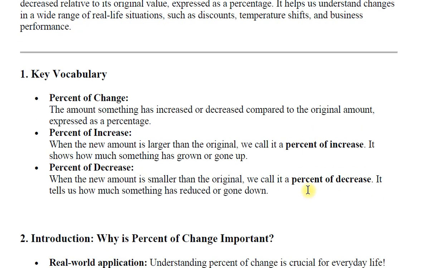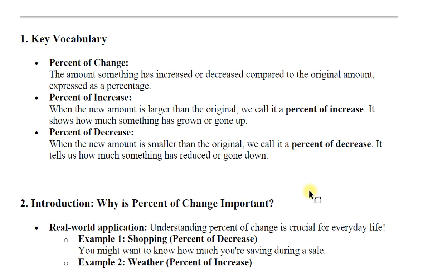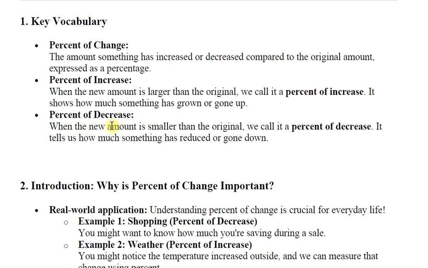Some of the key vocabulary that we're going to learn in this lesson is going to be percent of change. And again, that's just telling us how much something has increased or decreased, and we're comparing it to the original amount. So where we started at. And our answer is going to be expressed as a percentage. Our percent of increase, that's when the amount is larger than the original. So we're going to call that a percent of increase. It's going to tell us how much something has grown. The percent of decrease is going to tell us how much something has decreased or reduced. And that's when the new amount is smaller than what we started with.